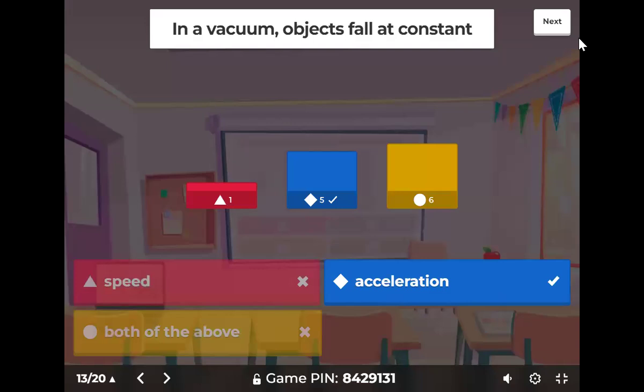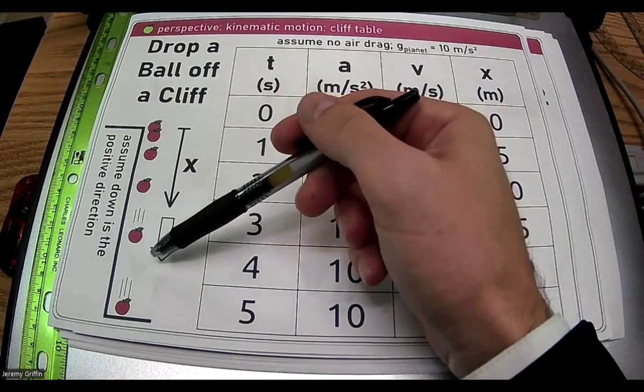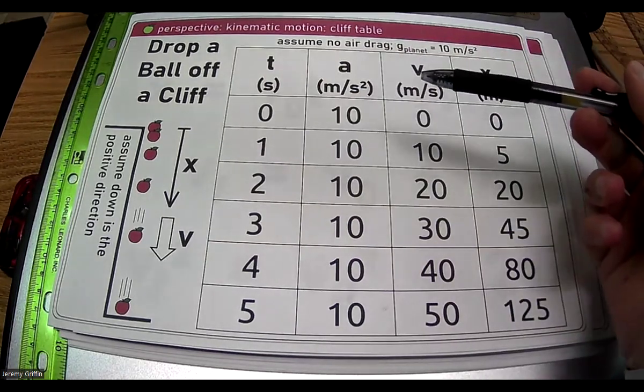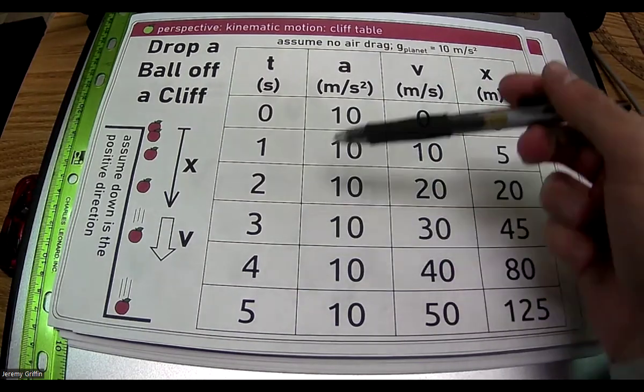Yeah, constant acceleration. Here, let me point that out on this table again, too. Okay. So here's an object in free fall. Object in free fall. So time's ticking forward.